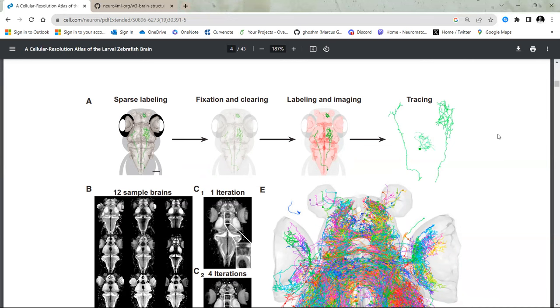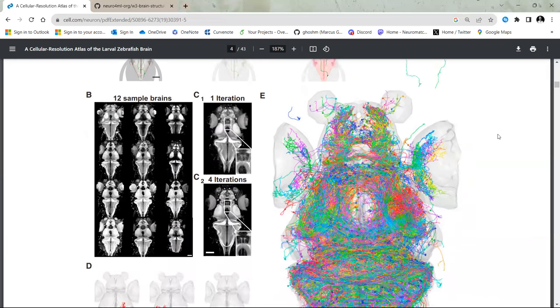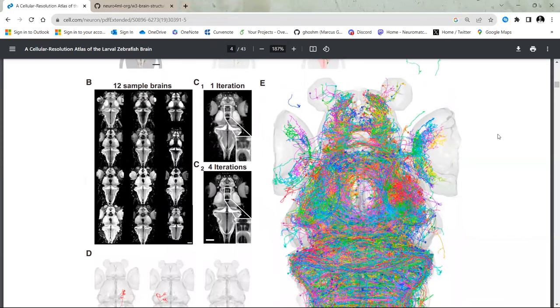To then be able to compare these across fish, they used what are known as registration algorithms to align all of the data in a common reference frame. What that left them with is an atlas consisting of thousands of neurons and their 3D morphologies through the fish brain. And that's what's shown in figure E.